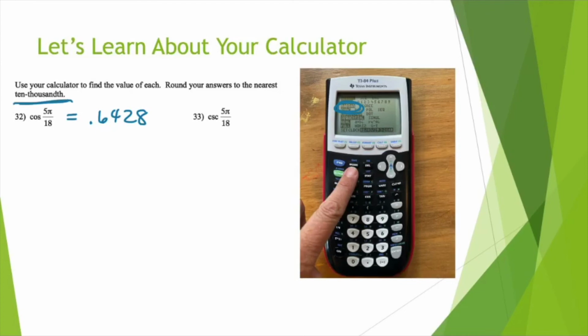Now we're going to do the cosecant. Now cosecant is the reciprocal of sine. So in your calculator, you're going to type in 1 over sine and the 5 pi over 18. Go ahead and do it on your calculator and compare your answers with me. I got 1.3054.